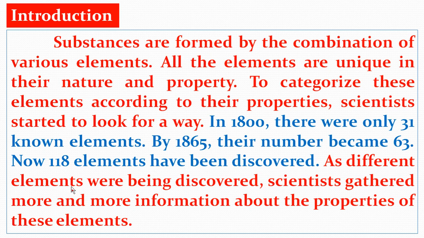As different elements were being discovered, scientists gathered more and more information about the properties of these elements. Here, the elements are classified into metals, non-metals and metalloids. Some of the metals have similar properties, so they are placed together. In a library, the books are neatly arranged into categories and subcategories. In this way, elements are arranged in groups and also in periods.